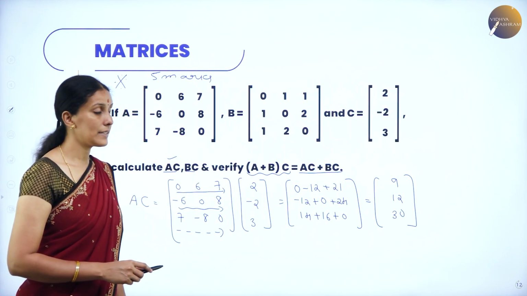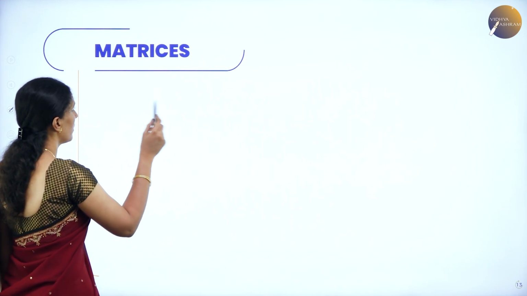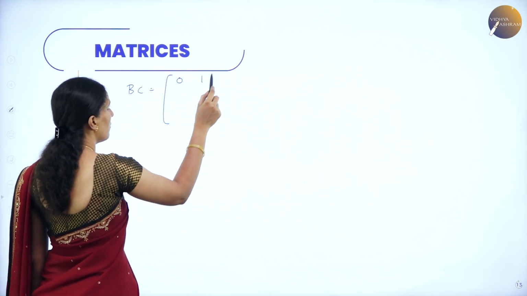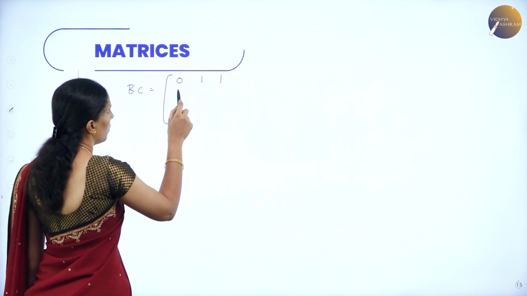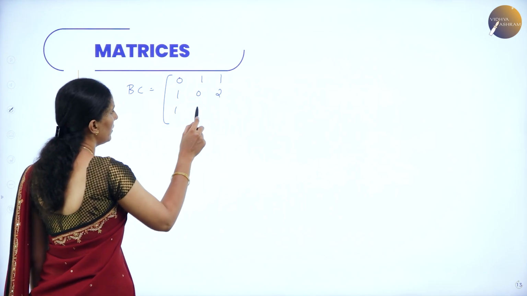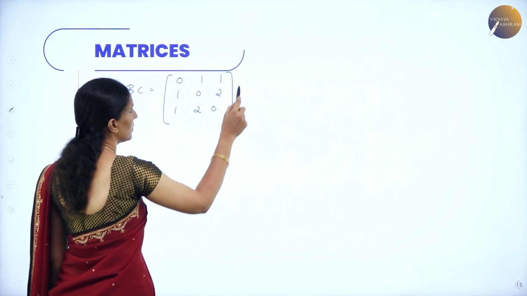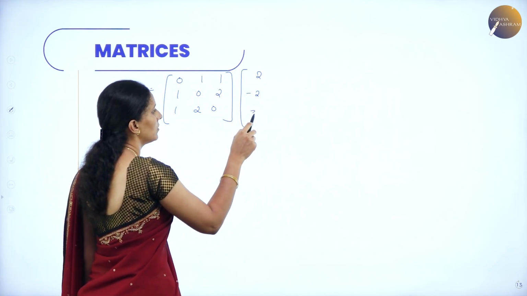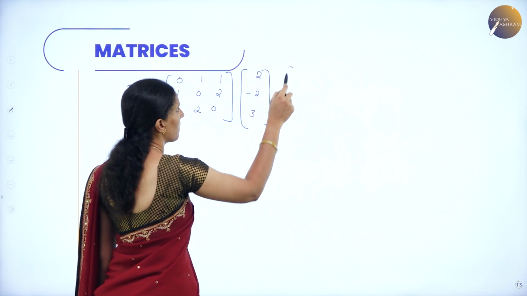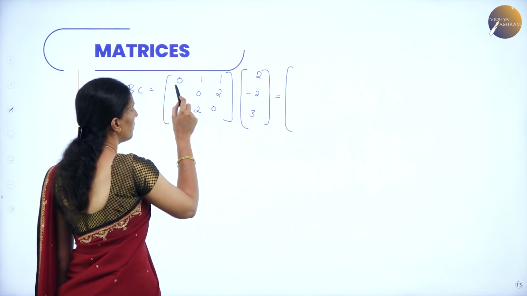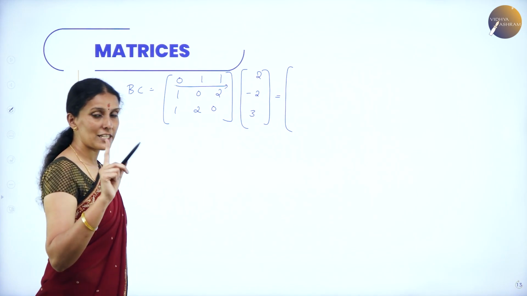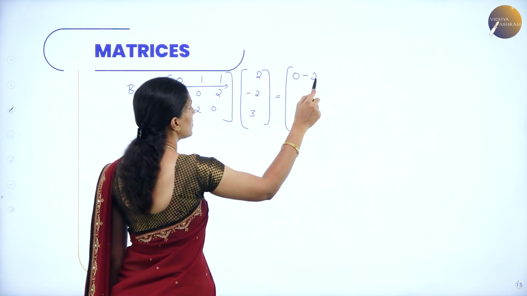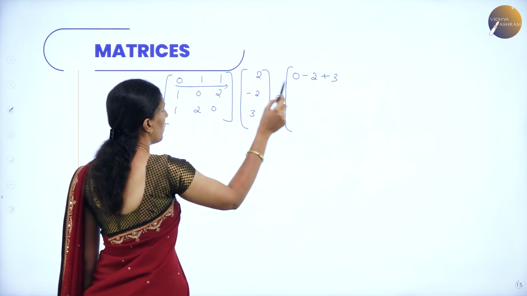Now let's calculate BC. Let's write BC now. B into C. So what is B? 0, 1, 1, 1, 0, 2, 1, 2, 0. Let's see C. 2, minus 2, 3. Let's multiply this. So here also we have first row into first column. Only one single column we will get here. So 0 2s are 0, minus 2 plus 3. Next. 1 2s are 2.